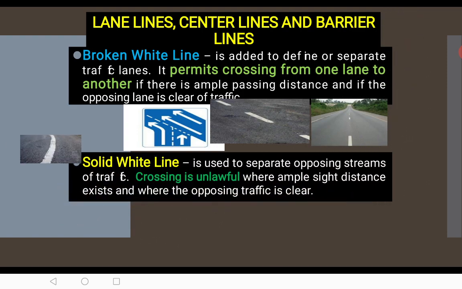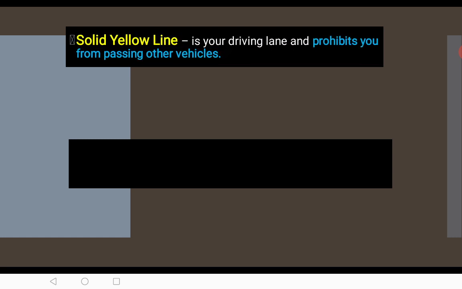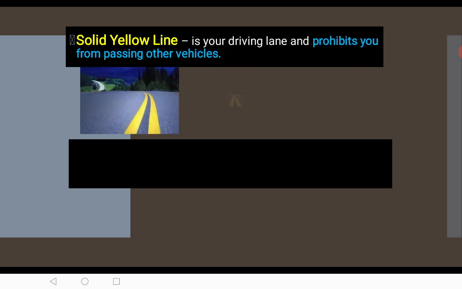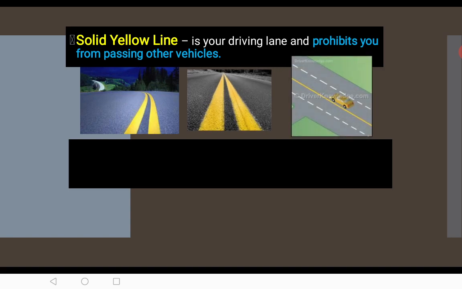When you see a solid white line, it's not lane, it's line. It is used to separate opposing streams of traffic. Crossing is unlawful where ample sight distance exists and where the opposing traffic is clear. When you see the solid yellow line, that is your driving lane and it prohibits you from passing other vehicles.